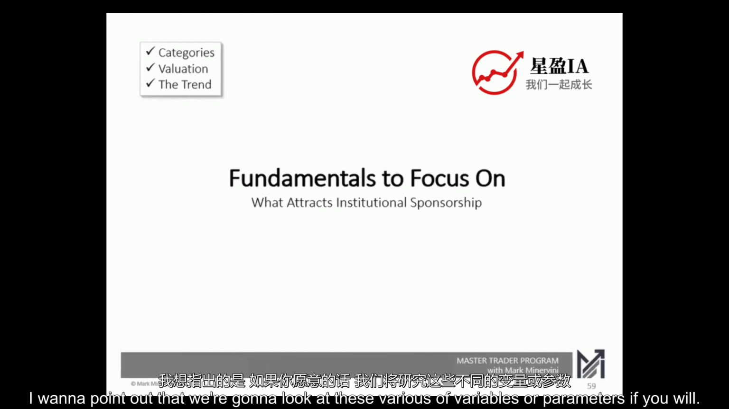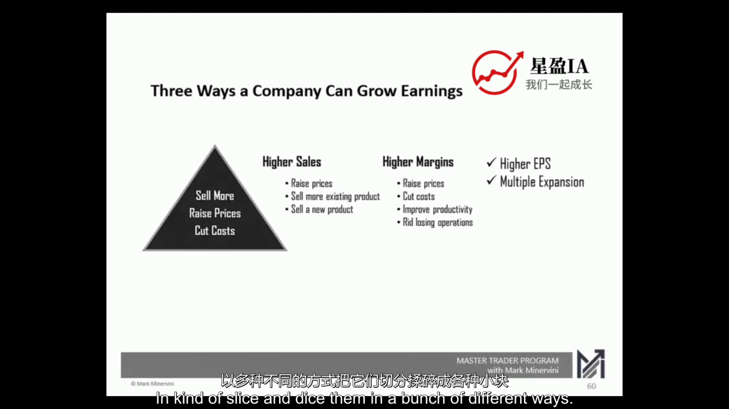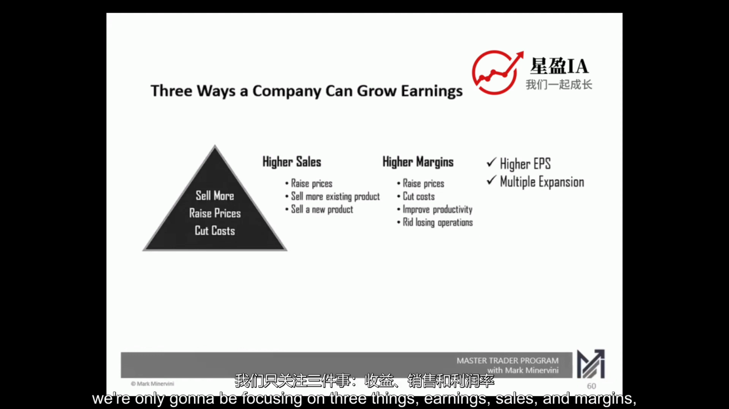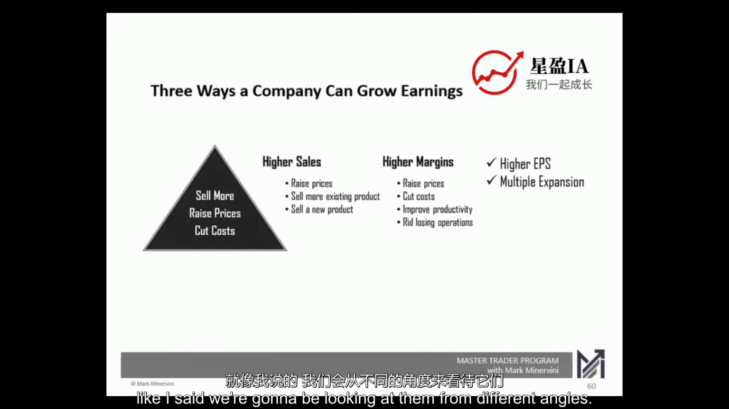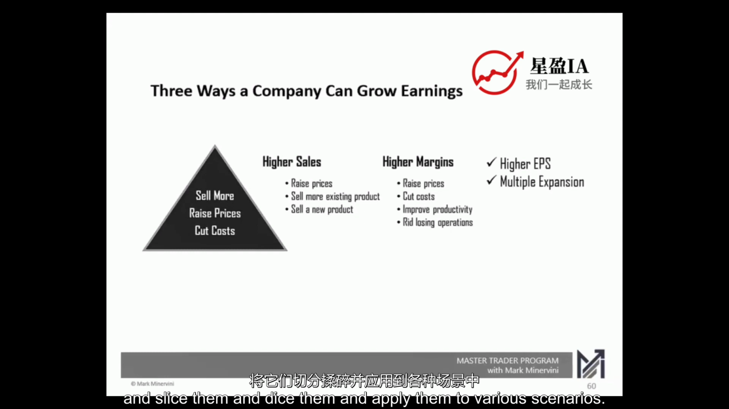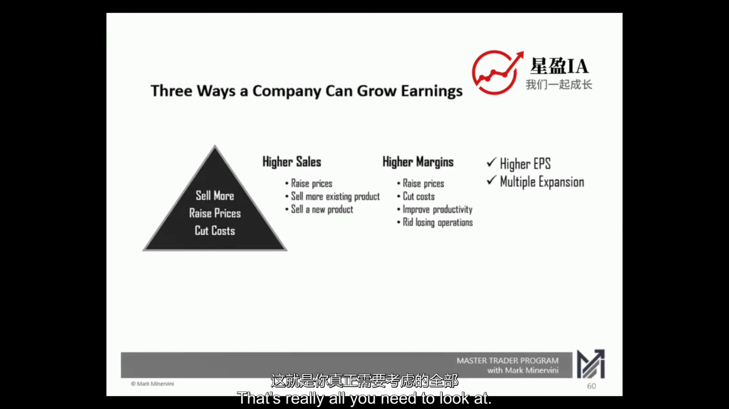And I want to point out that we're going to look at these various variables or parameters, if you will, and slice and dice them in a bunch of different ways. But through this next segment, we're only going to be focusing on three things: earnings, sales, and margins. Like I said, we're going to be looking at them from different angles, and I'm going to show you a bunch of different ways to analyze them and slice them and dice them and apply them to various scenarios. But we're only gauging earnings, sales, and margins. And that's really all you need to look at.